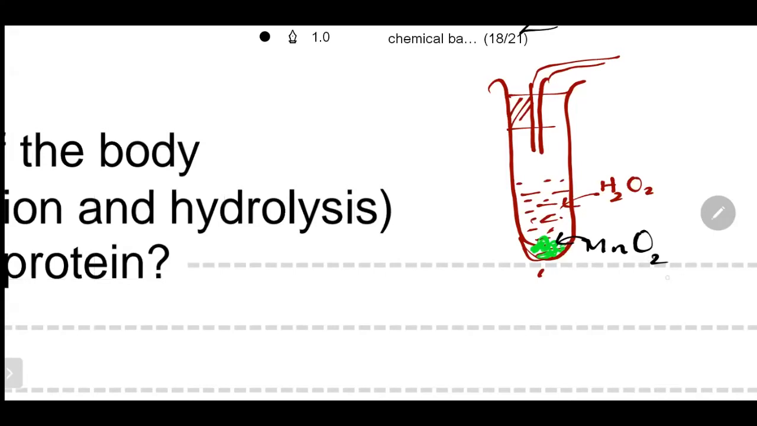Manganese dioxide, hydrogen peroxide, all of them. Finally, you can observe manganese dioxide remains in the bottom of the test tube. Again, it is not spent in this chemical reaction, it does not get used up.